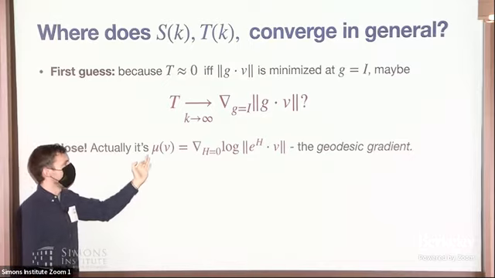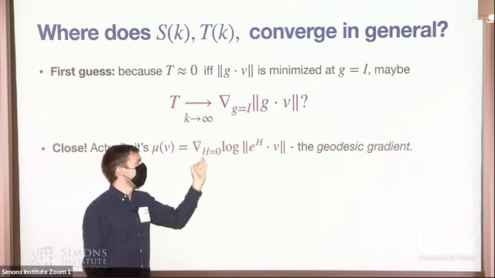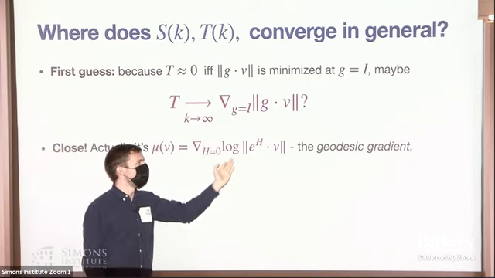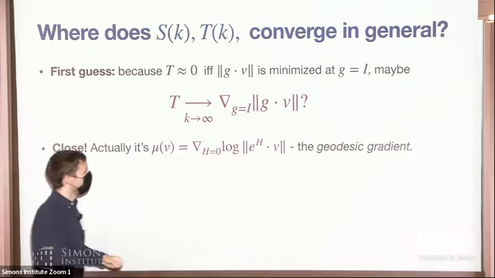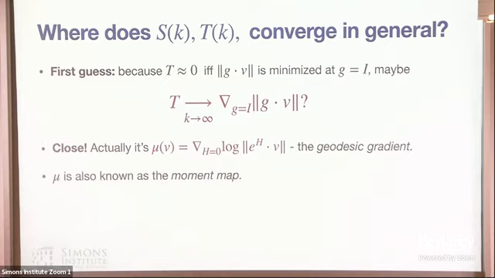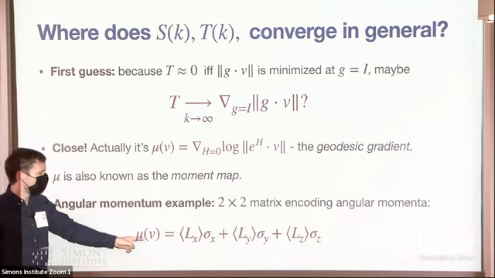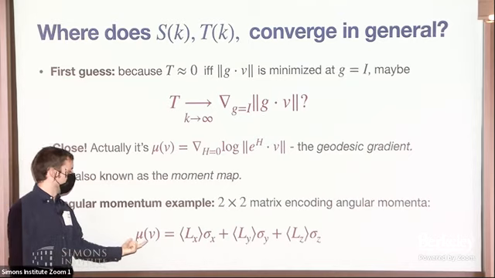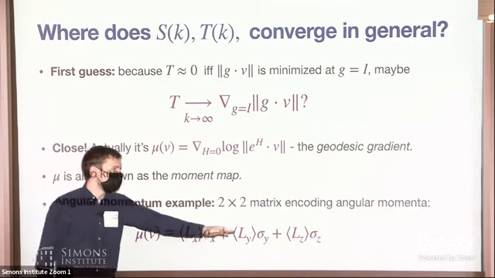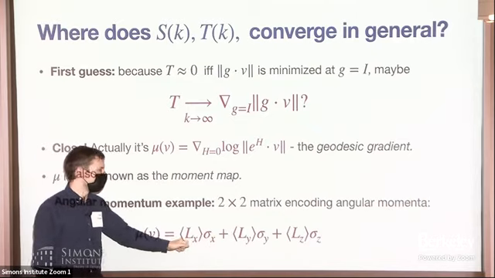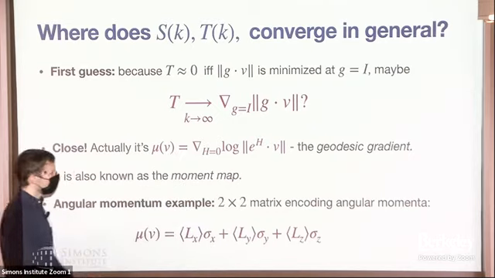So I'm going to be using this quantity mu v. All you do is you take the gradient at 0 of the log norm of e to the h dot v. And this quantity is called the moment map in other literature. A neat example is that, as I was saying, the gradient encodes angular momentum. So in the angular momentum example, the moment map is going to be a 2x2 matrix, a linear combination of the Pauli matrices, where the coefficients are the expected angular momenta.